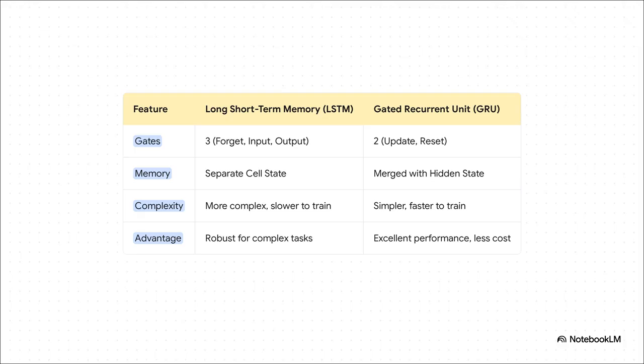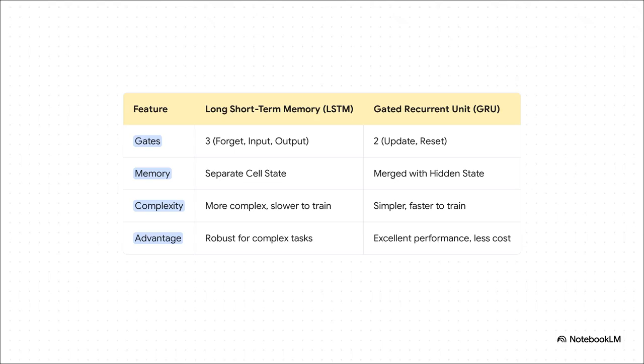The LSTM is the more complex beast, right? It has 3 separate gates that are all managing that separate memory conveyor belt. The GRU is the streamlined model. It cleverly combines the forget and input gates into one update gate, and it merges its memory right into the main information flow. This just makes it simpler and faster.